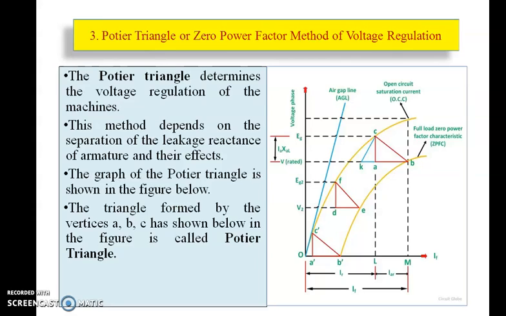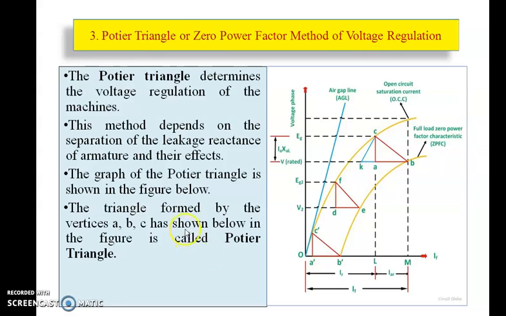Now we are moving to the third and last one, the Potier triangle or zero power factor method for voltage regulation. The Potier triangle determines the voltage regulation of the machines. This method depends on the separation of the leakage reactance of the armature and their effects. Already in the second method we combined the armature reactance as well as the leakage reactance of the generator, but for this method we are separating the leakage reactance of the armature and their effects.